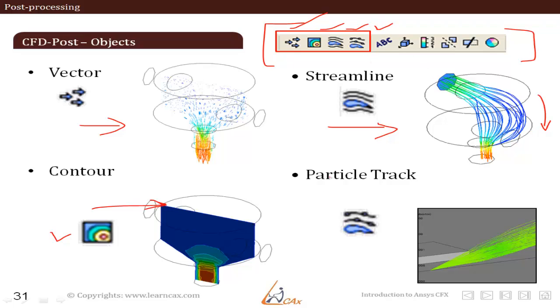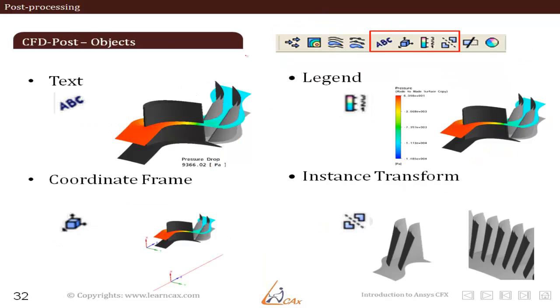Then the next is particle track. When we are solving particulate flow, we can view particle track as well. That is the mass, particles having mass, the flow of that carried along with the flow. Also we have other objects like frame, text, coordinate frame, legends, and instance transform.